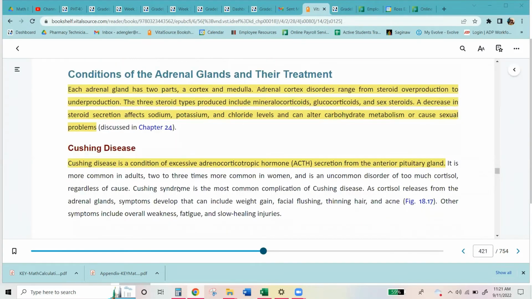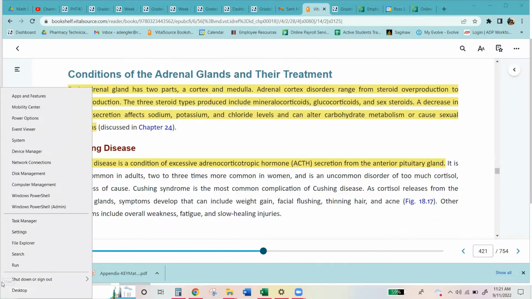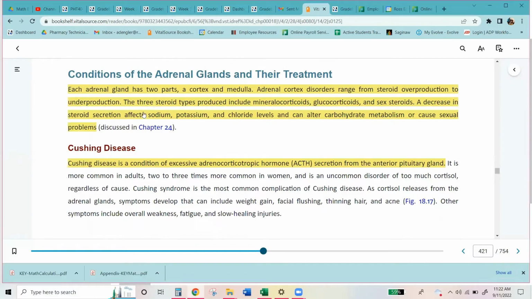Each adrenal gland has 2 parts, a cortex and medulla. The adrenal cortex disorders range from steroid overproduction to underproduction. The 3 steroid types produced include mineralocorticoids, glucocorticoids, and sex steroids. A decrease in steroid secretion affects sodium, potassium, and chloride levels and can alter carbohydrate metabolism or cause sexual problems.